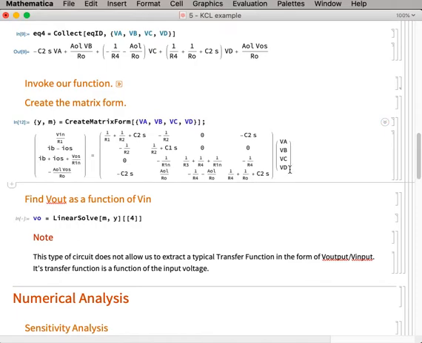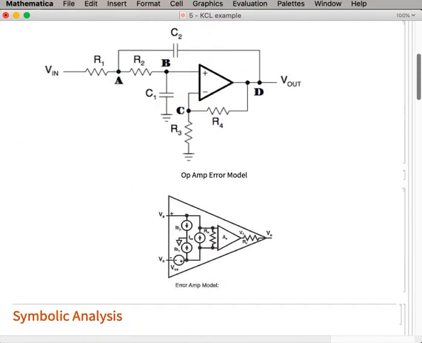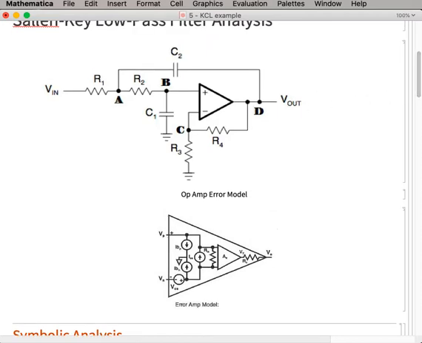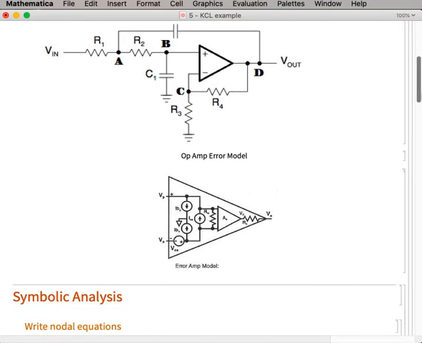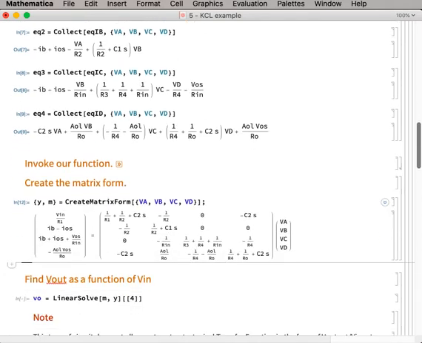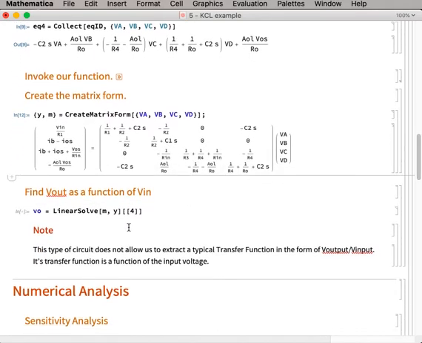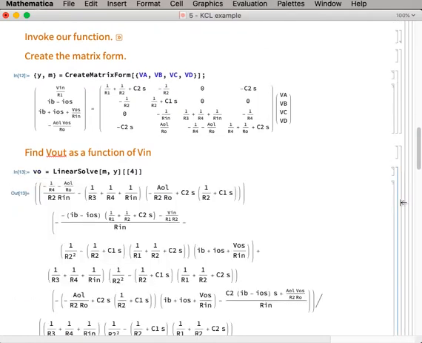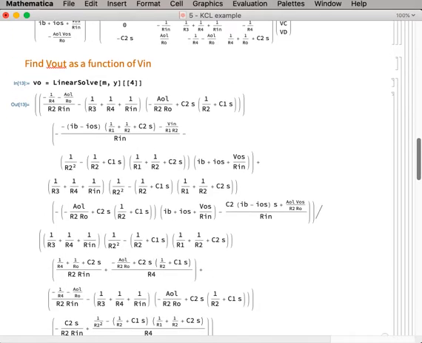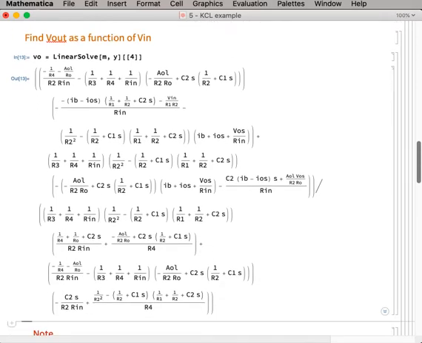Now we're interested in VD, which, if you remember from the schematic, is the output voltage. We want to see what the output voltage is. So that's the fourth element. So we hit Solve, and Mathematica does the solution and creates our transfer function.